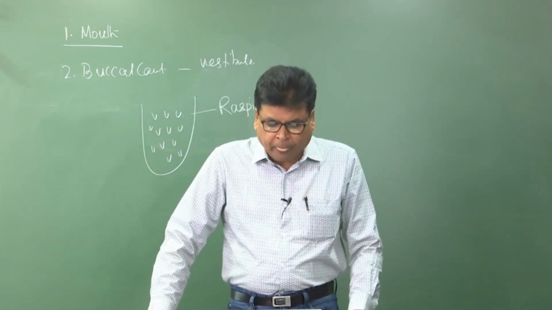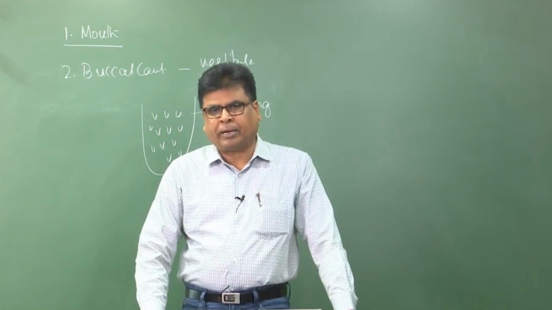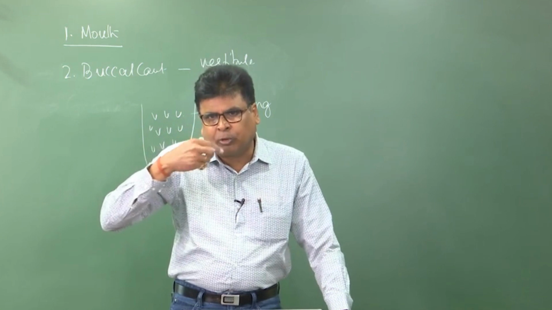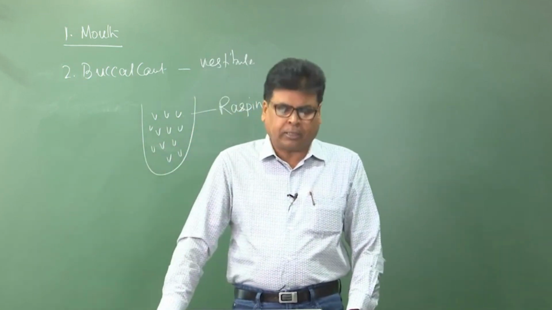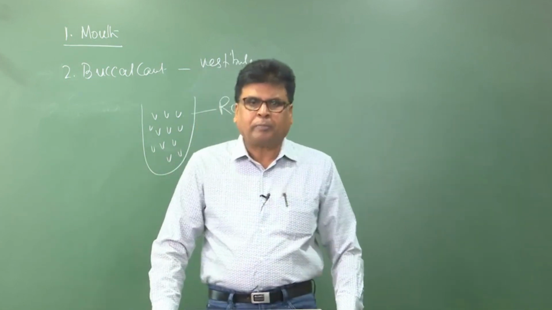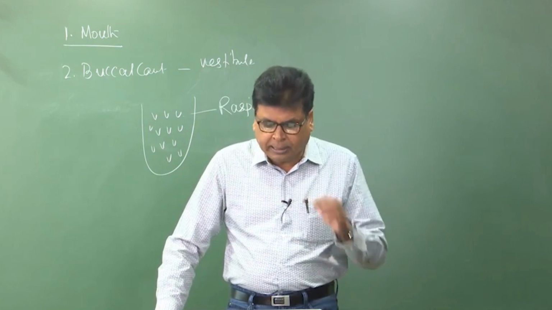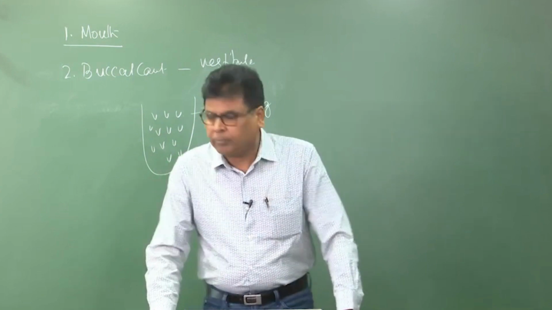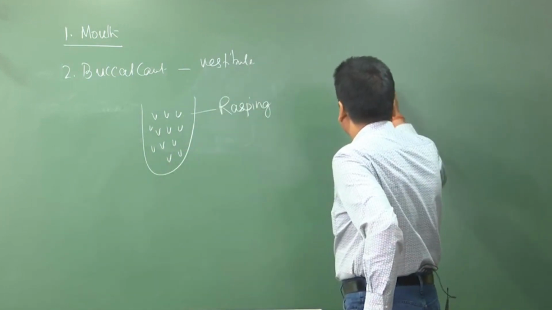In mammals, the mucous membrane below the tongue forms the median fold. I have told you that the tongue is covered by mucous membrane. So what happens in case of mammal? The mucous membrane below the tongue forms a median fold, and that is called the frenulum. That is a very important thing: frenulum.